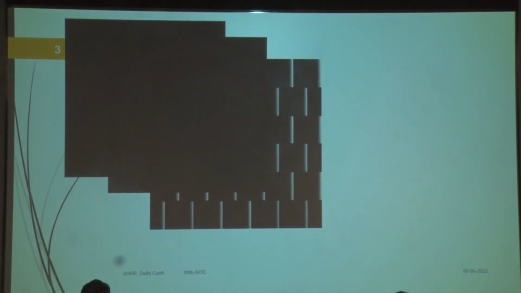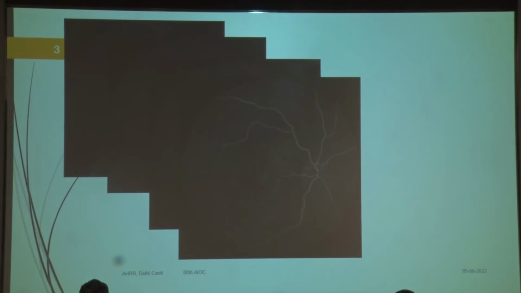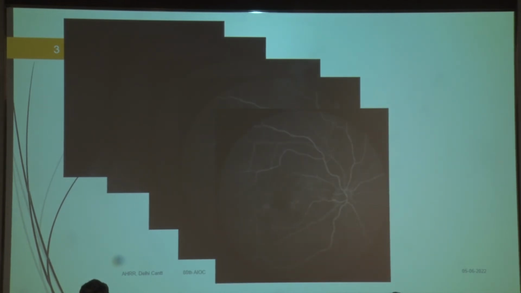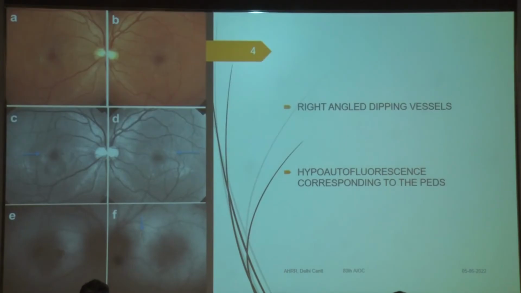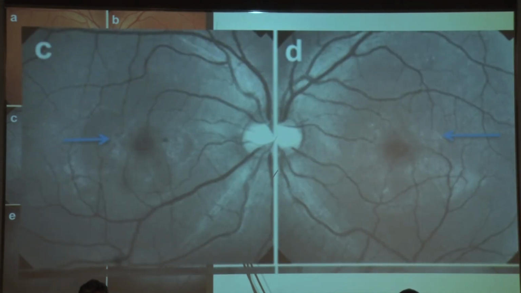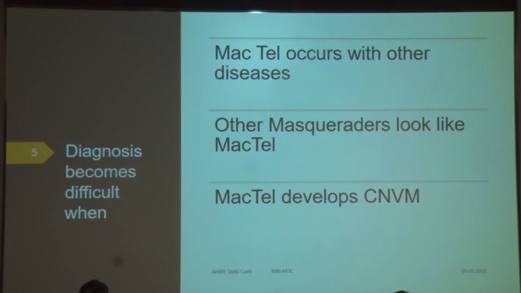Now coming to the FFA, how it proceeds: as we look over a period of time, one can see that in the perifoveal region we are seeing appearance of these very discrete hyperfluorescences which are not increasing in size over a period of time. So this is what a classical case looks like, and they have these right angle dipping vessels. We have reported this, and they are hypoautofluorescent, corresponding to the PEDs when they are associated with macular telangiectasia type 2.